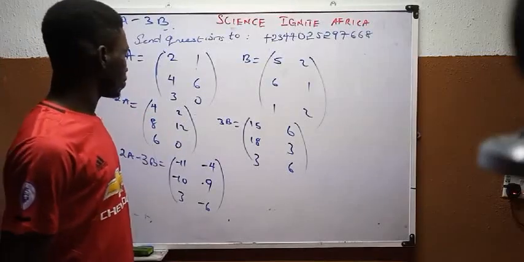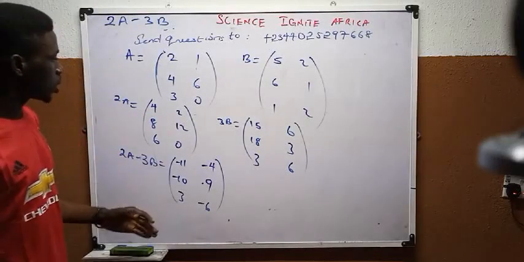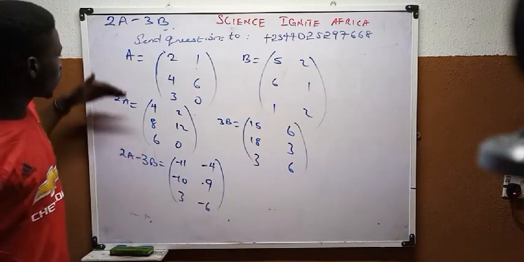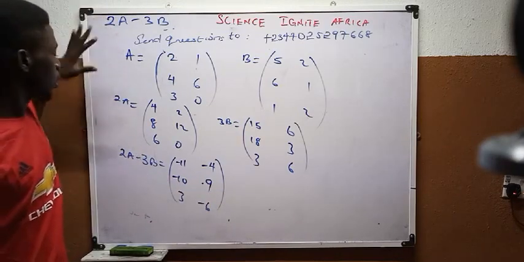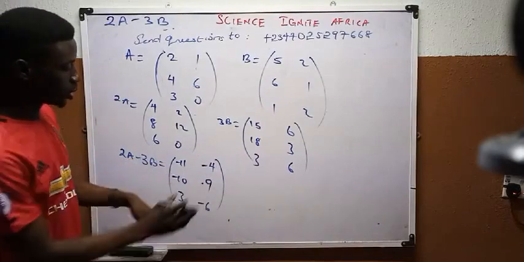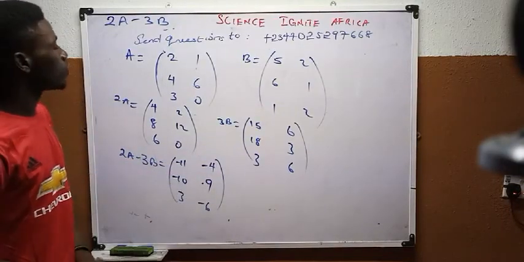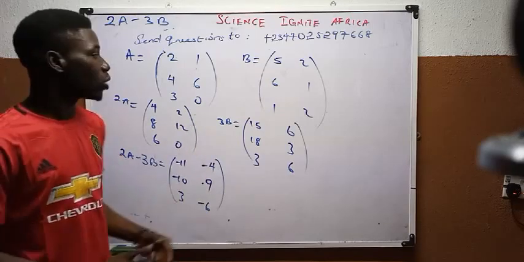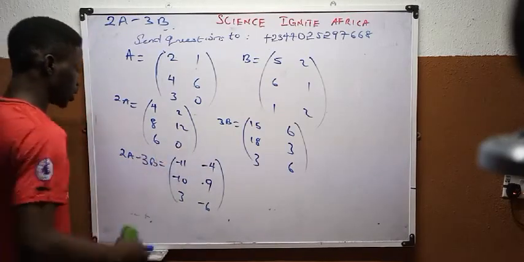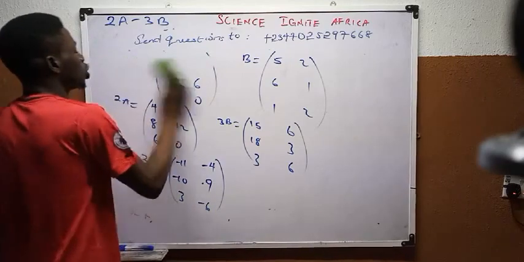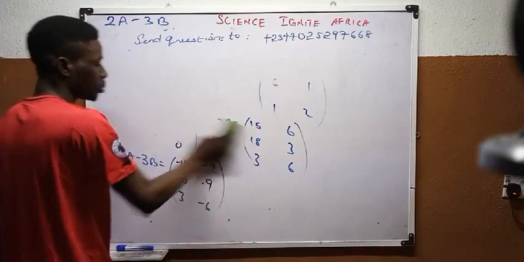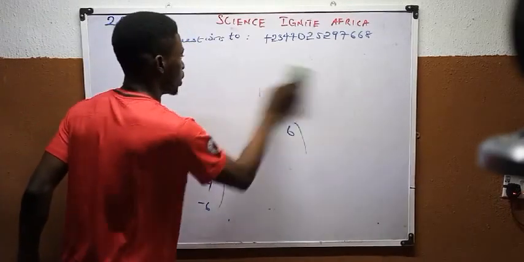Welcome back. Now we stopped at multiplying this matrix by a constant and then subtracting and getting this result. So now that we have gotten that, let's see what other things we can do when we have matrices. We have talked about addition and subtraction, and we have even talked about multiplying by a constant already.